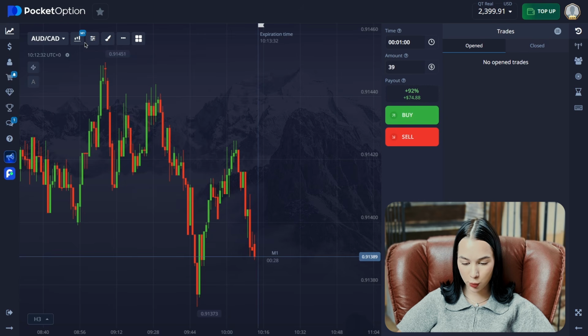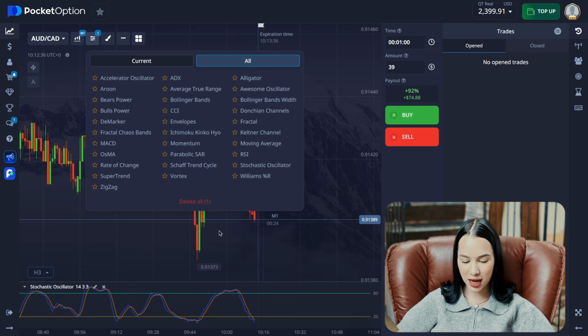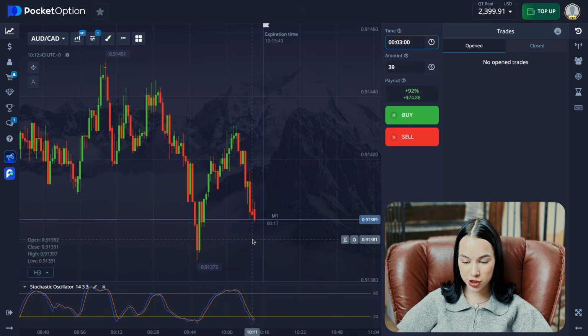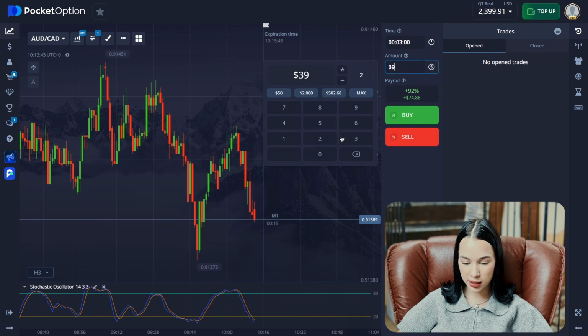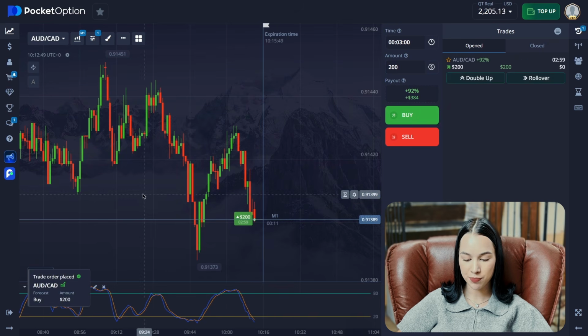So guys, firstly, we go to the indicators. And for the first strategy, we need the stochastic oscillator, and that's actually it. I'm not changing anything in the settings, so just leave it like this. So I changed the time to 3 minutes. I also changed the amount of money. Let's do 200, and I'm opening a buy trade from here.